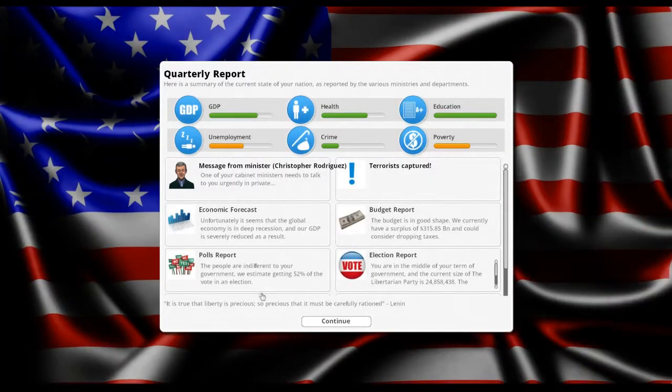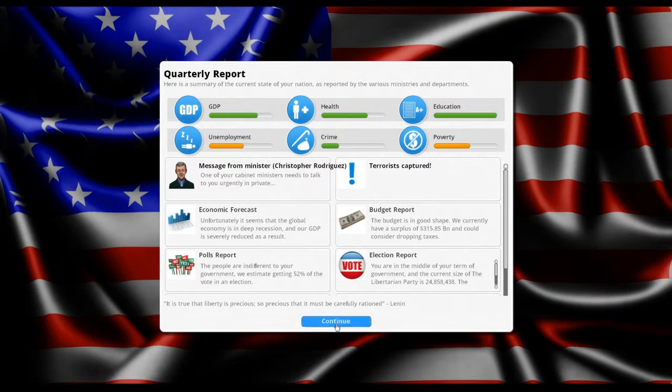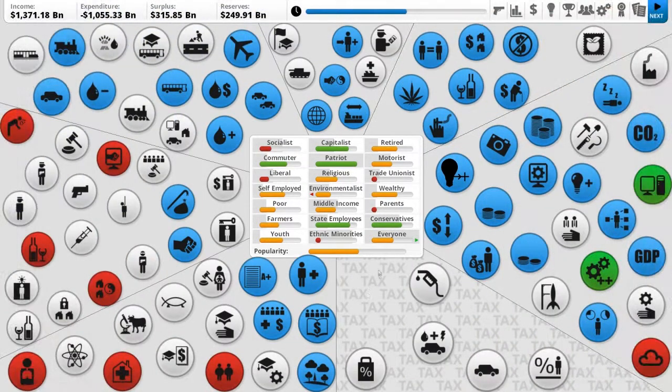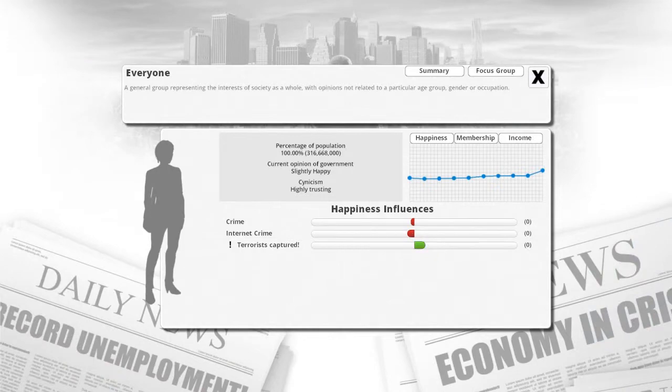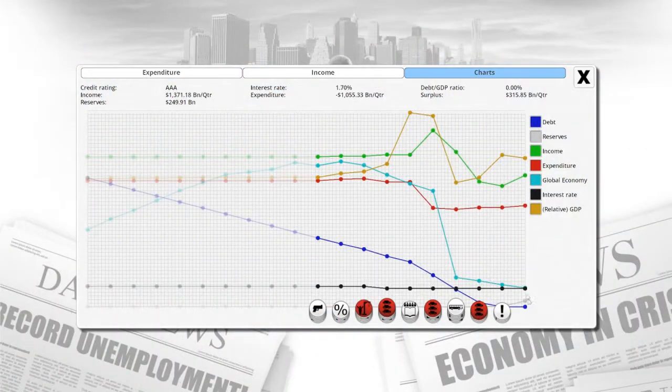Terrorists captured, good. Alright, now we've got 52% of the electorate. GDP is now going down a little bit. Yeah, I don't agree with this. It is true that liberty is precious, so precious that it must be carefully rationed. No, you give liberty to everybody. Okay, so we've got a huge surplus. Now look, you can see the reserves over here. No debt. Look at that. Income going up, GDP's up. The global economy's kind of in a deep recession. I think that's affecting our GDP.